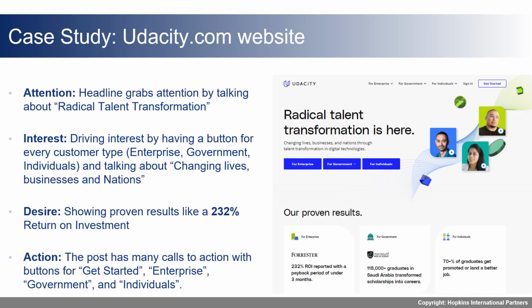Action. Leading a customer to take an action such as buying a product or signing up for a trial. We explore using the AIDA model to analyze a popular learning website, udacity.com. Attention. Headline grabs attention by talking about radical talent transformation. Interest. Driving interest by having a button for every customer type, enterprise, government, individuals, and talking about changing lives, businesses and nations. Desire. Showing proven results like a 232% return on investment. Action. The post has many calls to action with buttons for get started, enterprise, government, and individuals.